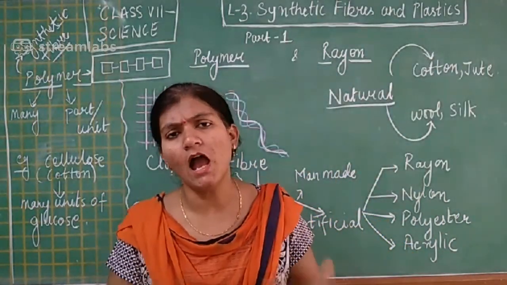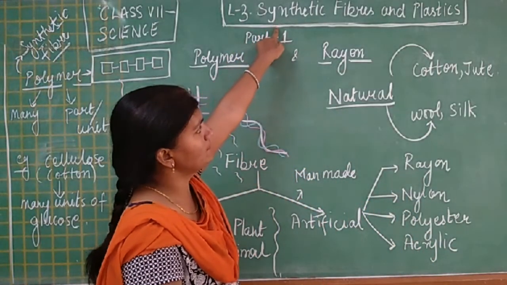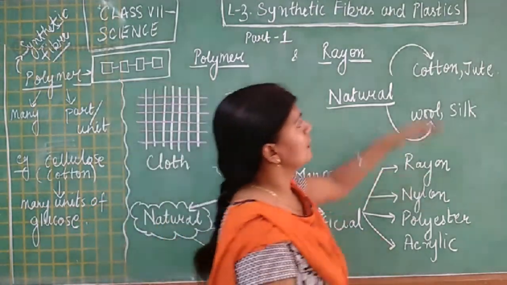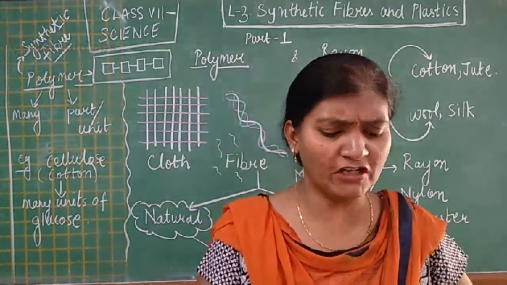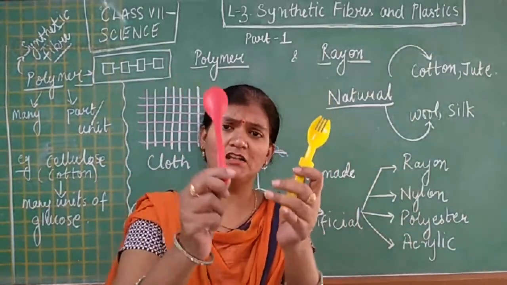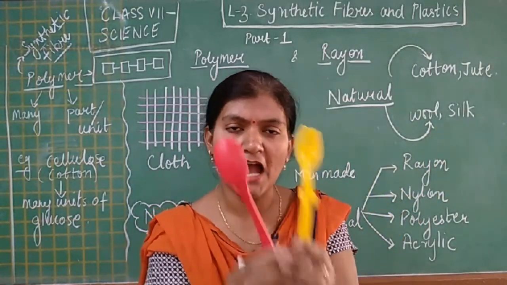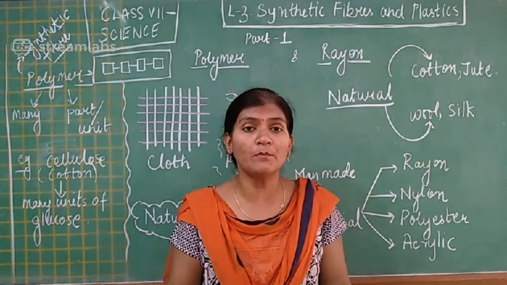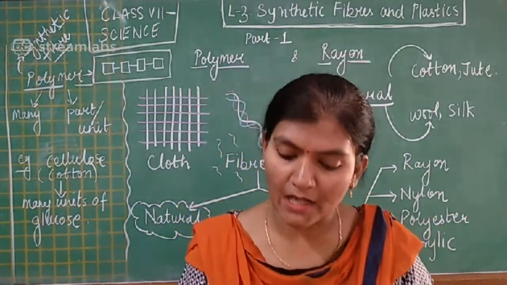In this lesson, we are going to learn about different types of synthetic fibers, and we will also learn about the different types of plastic. Students, why have I shown you different types of plastic? I have shown you a spoon, and another spoon, and these two are of different colors. And this is an important property of plastic, that they can be made in different colors.